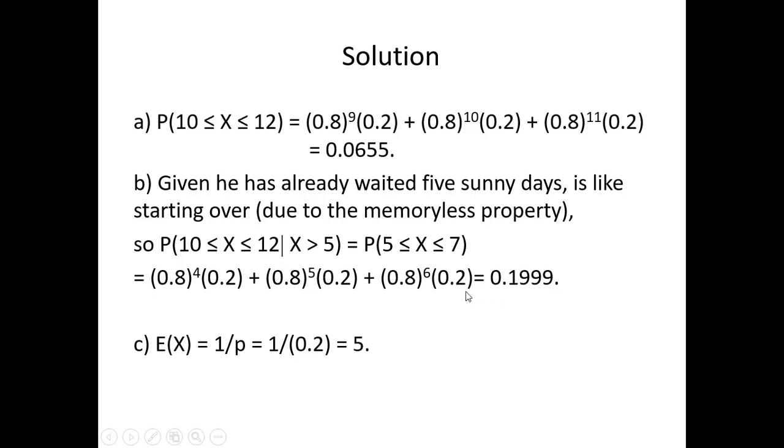The expected value for X, E of X, we know has formula 1 over p, and this would be 1 over 0.2, which is 5. So that completes the third example.